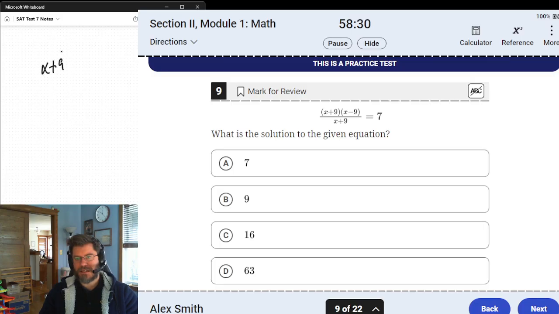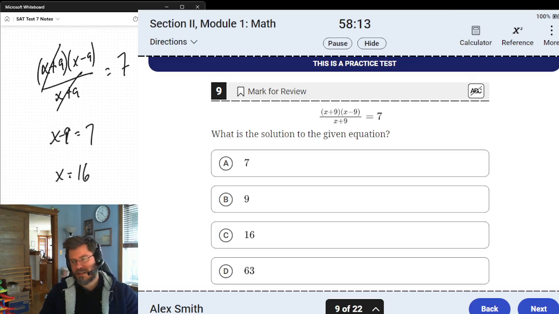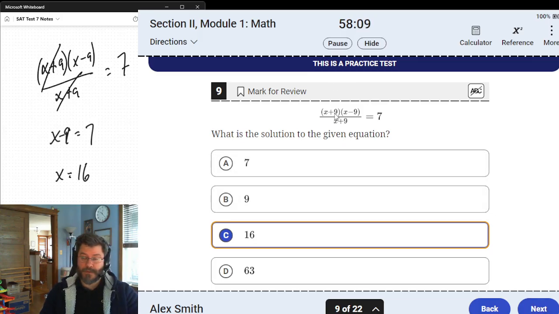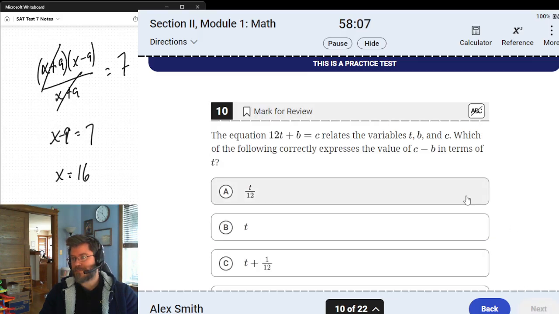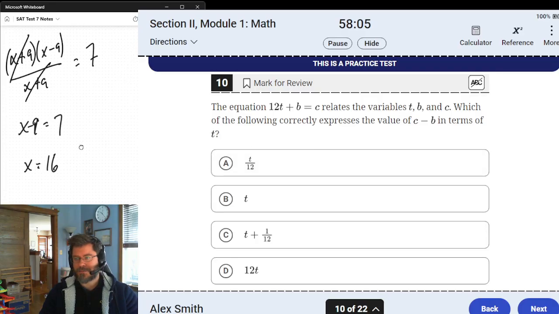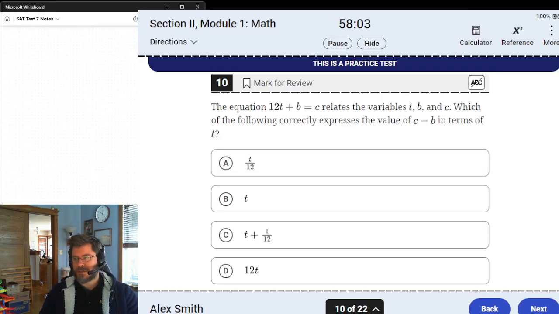X plus 9, x minus 9 over x plus 9. That cancels out. This all still equals 7. X minus 9 then equals 7. Add the 9 over. X equals 16. And for those in pre-calc, that would be a removable discontinuity, right? And that cancels out. Add another linear function here.